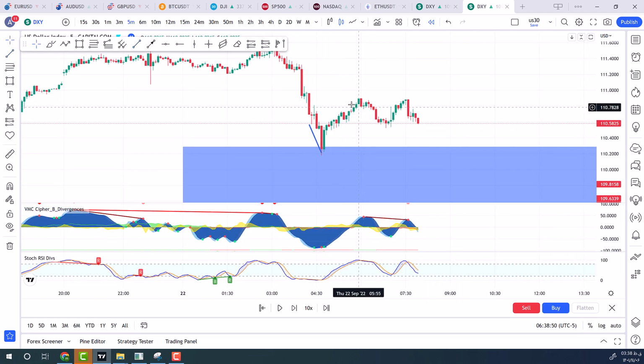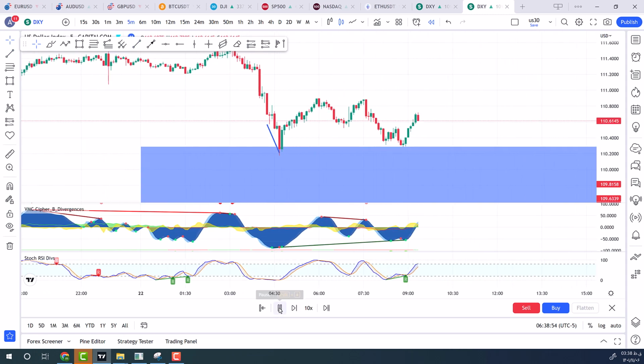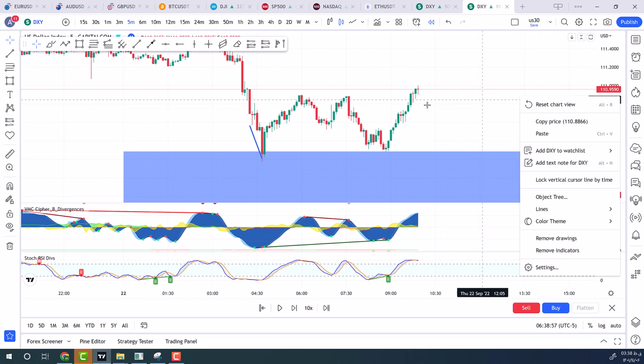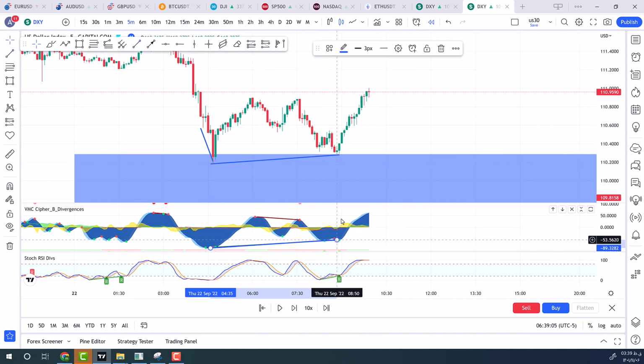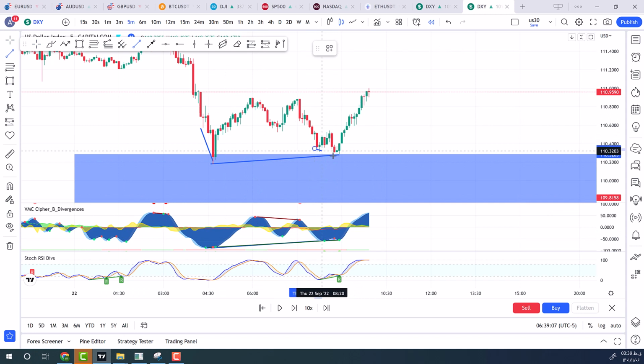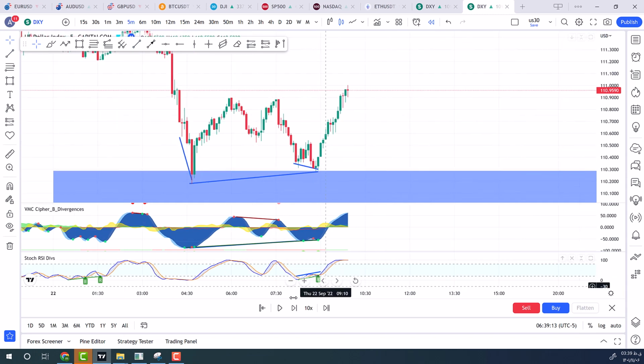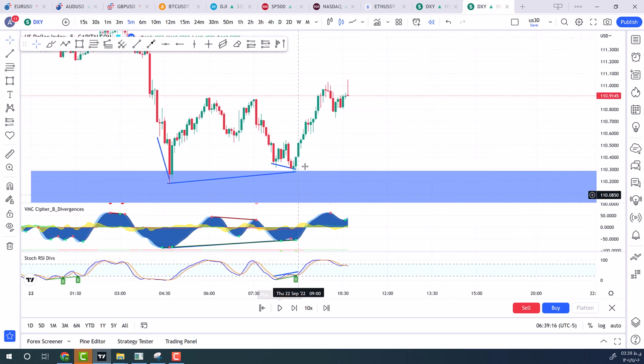So we can risk here, but I think I wait for the next divergence. Where did it happen? It happened from here to here. It is a continuous divergence, and it happened from here to here. It's a regular divergence. But where are we going to enter the market? Right here.